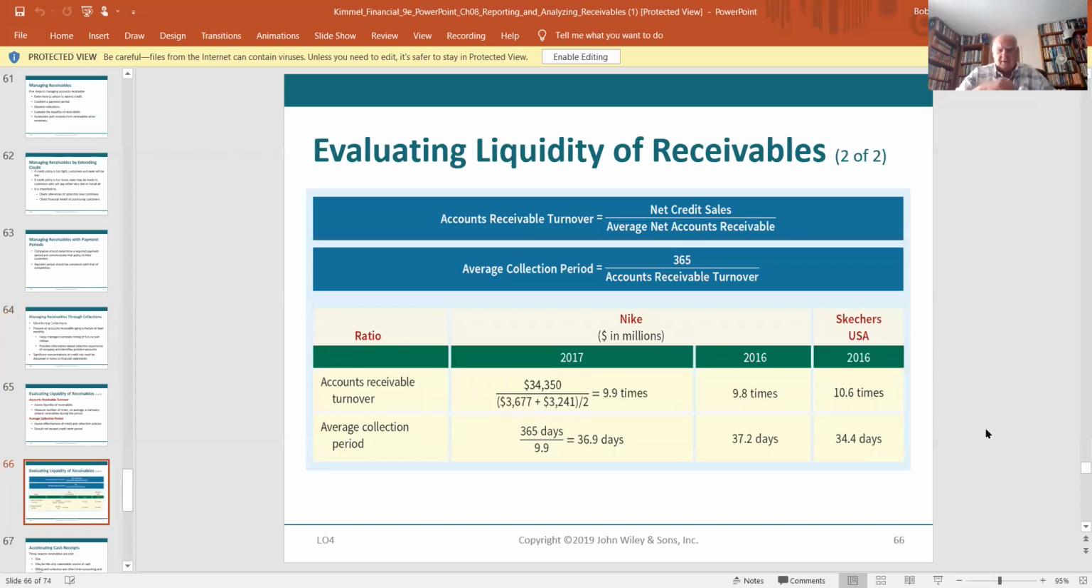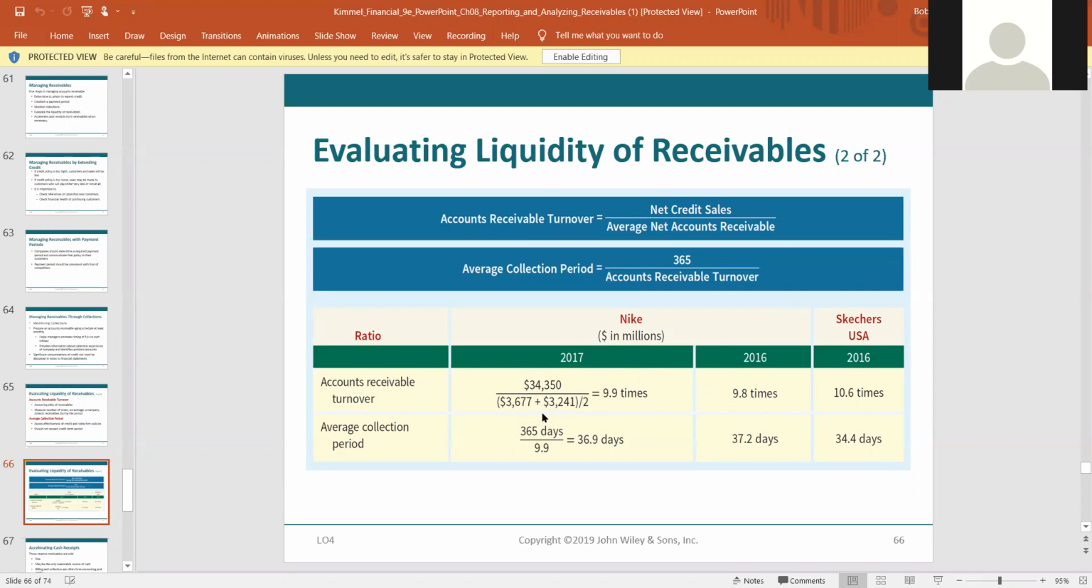Here is another metric that I'm sure will be on your test. It's called the receivables turnover. Notice what we're doing, Laura. We're taking the credit sales, which in this case are 34,350, the net credit sales, divided by the average receivables, meaning the receivables balance at the beginning of the year plus the receivables balance at the end of the year, divided by 2.